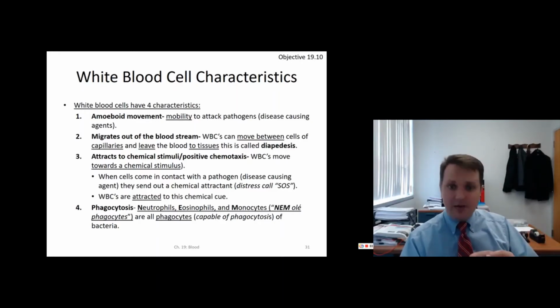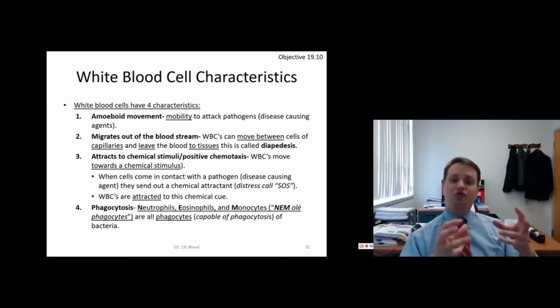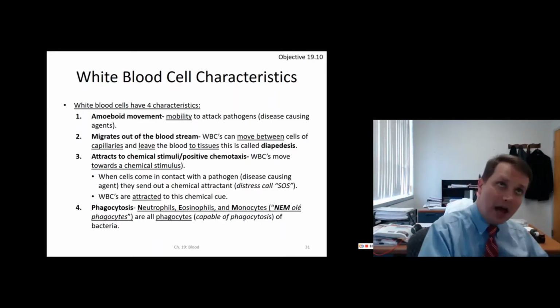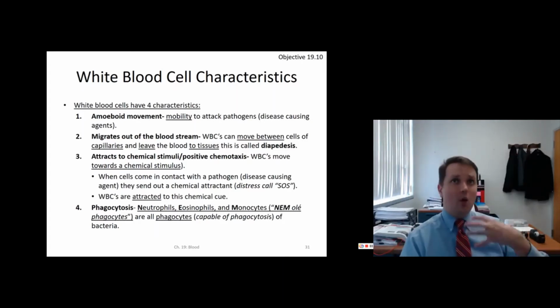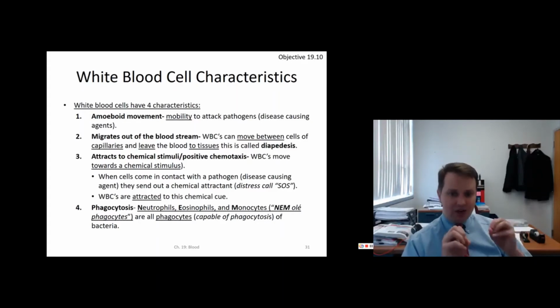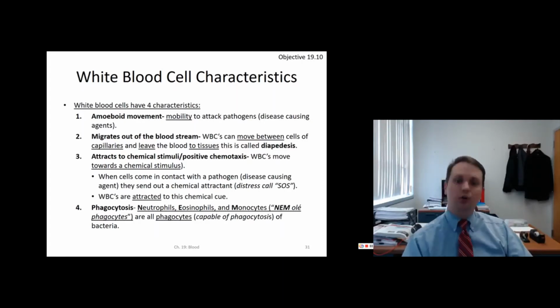Now, also, they are attracted to chemical stimuli. That is called positive chemotaxis. They are positively attracted towards chemical stimuli. They will see something going on, and they go towards it. For example, when a cell comes in contact with a pathogen, a disease-causing agent, they'll send out chemical distress signals, a chemical attractant. We're going to learn about them later on. And that attracts the white blood cells. It's like sharks with blood in the water.